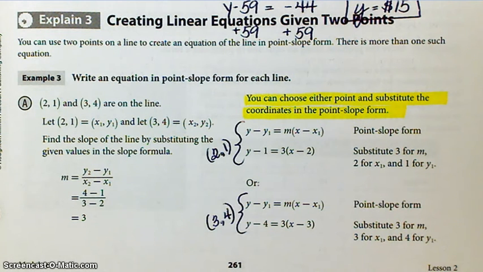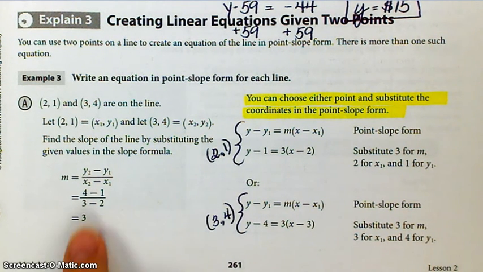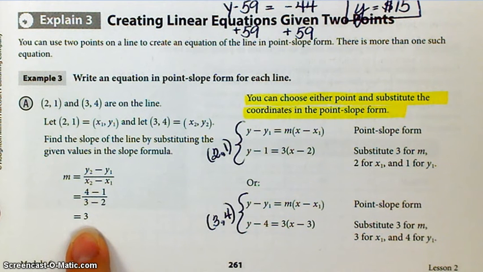All right, I'm on page 261 towards the bottom, and we're continuing with point slope form. Example 3a gives you 2 points. You have no slope, at least not yet. But you have 2 points, and anytime you have 2 points on a line, you can figure out what the slope is. So if you're going to write this in point slope form, the first thing you need to do is find the slope. So they've done that for you, and the slope is 3.